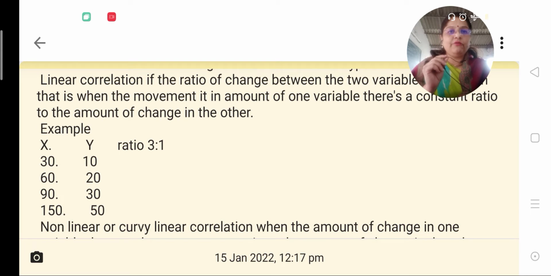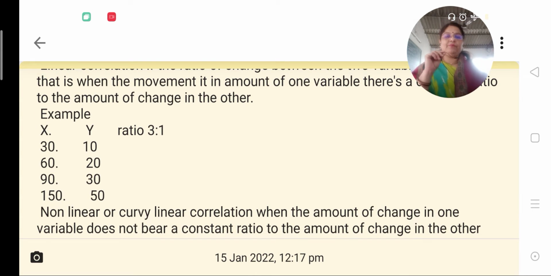Here we are talking of two variables, x and y, which have a ratio of 3:1. When y is 1, x is 3, which means that x is 3 times of y. You look at the values of y. When y is 10, x is 3 times, that is 30. The ratio is 3 is to 1.